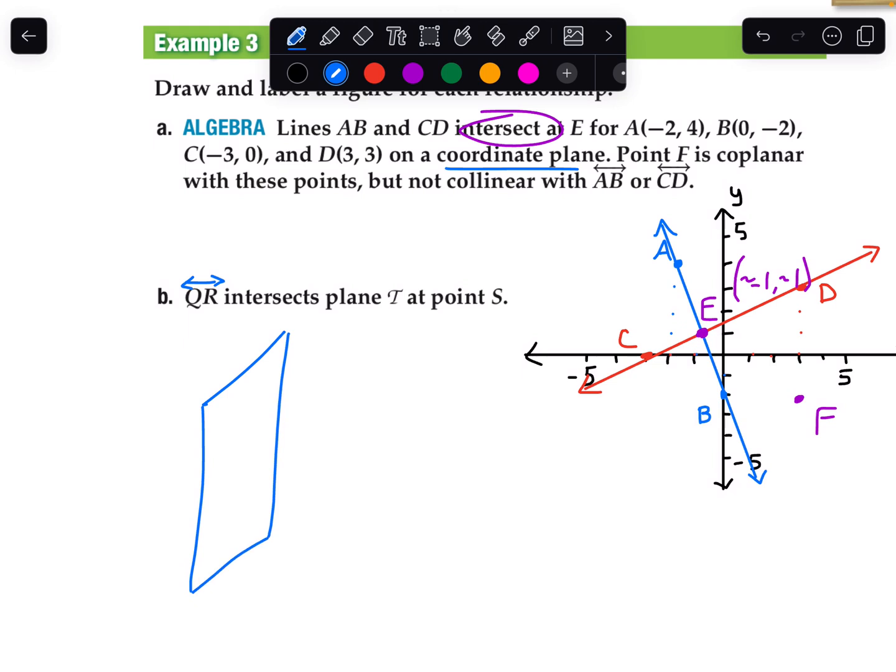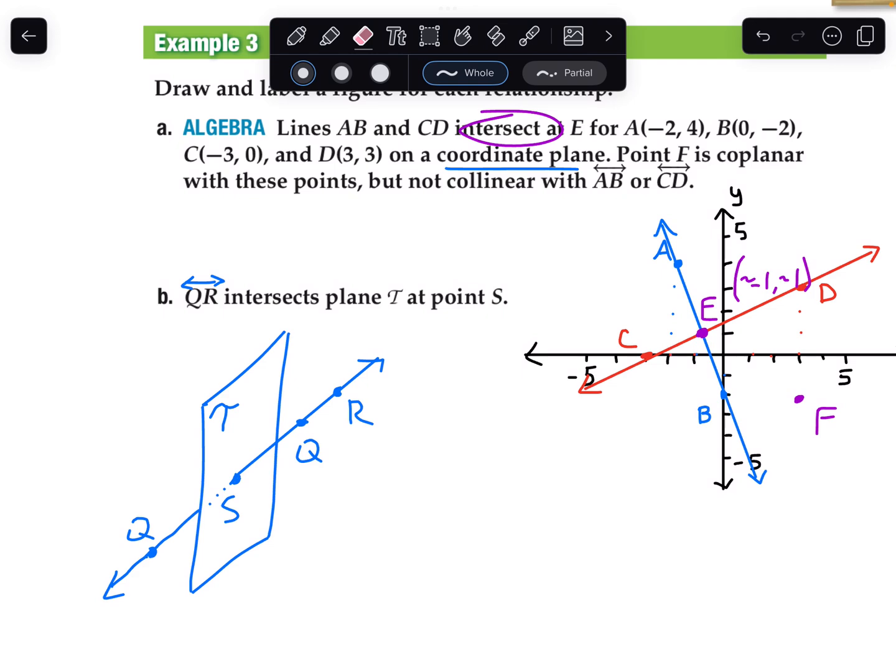And we have, so this is plane T at point S. So point S is somewhere on the plane, and we have a line QR going through it. And we could put Q and R anywhere on here. You could put them both here. We can call that QR. Or we could extend this line through the plane, and maybe instead we want to put point Q on the other side. Up to you. We have options.